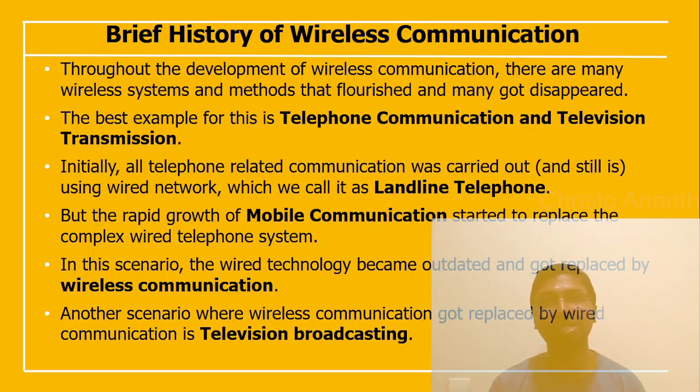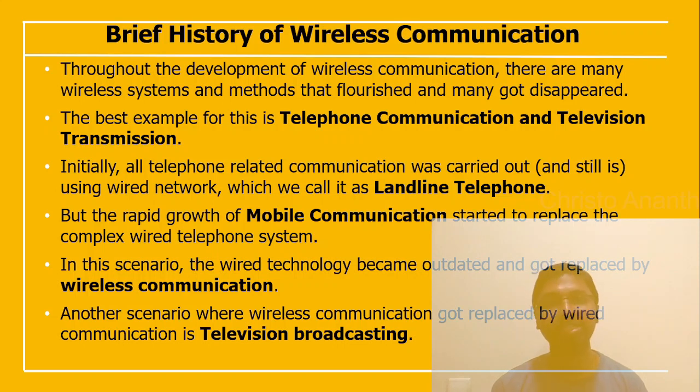The best example would be telephone communication from one end to another. We used landline phones, yes. Telephone communication was there, and television transmission was also there. Initially all telephone communication was carried out using wire, landline phones. But the rapid growth of mobile communication started to replace the complex wired telephone system. So wire technology became outdated and got replaced with wireless communication.